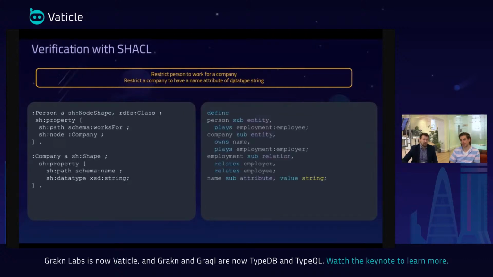And in TypeDB, we would represent that at the schema level. And again, this is really important because rather than having to use something like SHACL and add it to your architecture, you can effectively use validation in schema right out of the box. And here we say that a person can only play the role of employee in an employment relation. Company can only play the role of employer in an employment relation. And we say that that employment relation relates to those two roles.